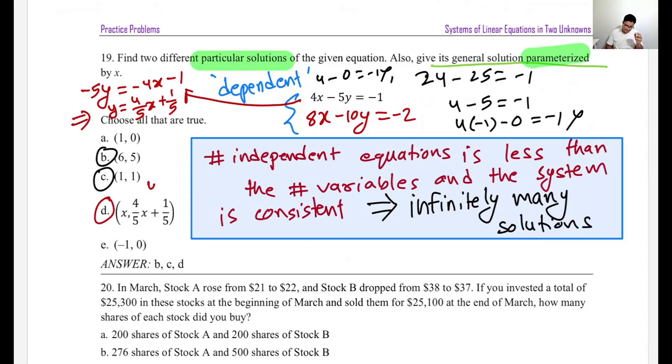The y is replaced by 4 over 5x plus 1 over 5. Okay.